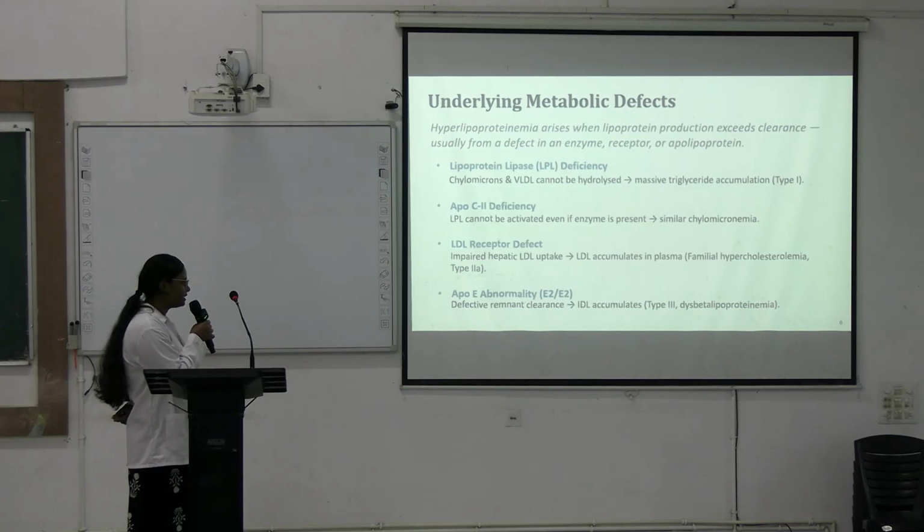Now, the LDL receptor defect. LDL receptor defect will lead to impaired hepatic LDL uptake, and LDL will accumulate in plasma and tissues, which will lead to familial hypercholesterolemia, because LDL is the major carrier of cholesterol. Then ApoE abnormality. Defective ApoE will lead to defective remnant clearance, and it will accumulate intermediate density lipoprotein, which will result in type 3 dysbetalipoproteinemia.